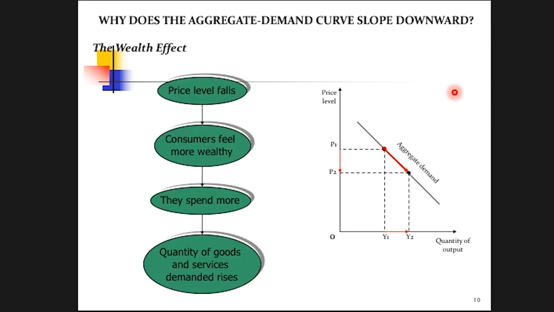We will briefly explain that according to the wealth effect, when the price falls, the wealth of consumers also becomes more valuable and they can spend more. So the demand for goods and services increases. So we have the negative relation between the price and the quantity demanded.